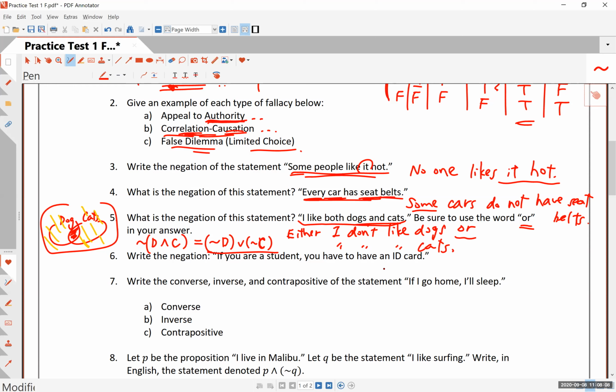If you are a student, you have to have an ID card. So this is a statement, if P, then Q, and then you are negating it. Do you remember the negation of if P, then Q? That would be that one counterexample, which is P is true, but Q is not true.